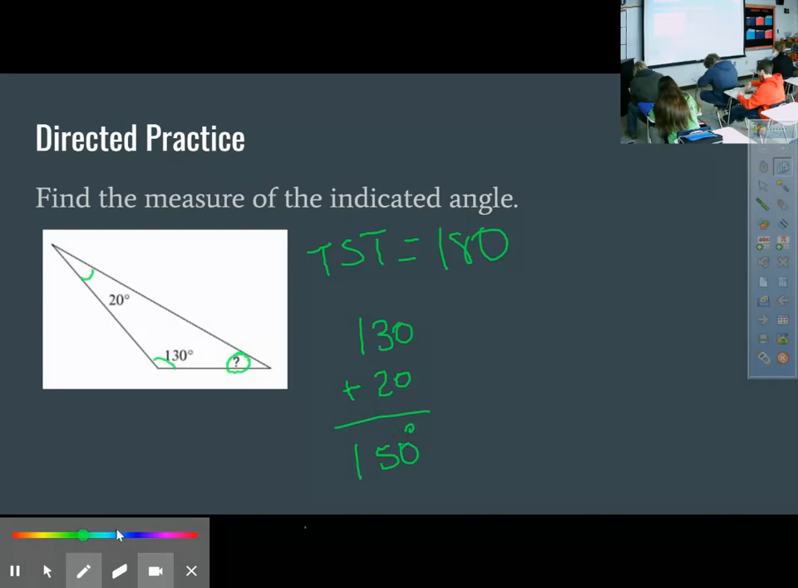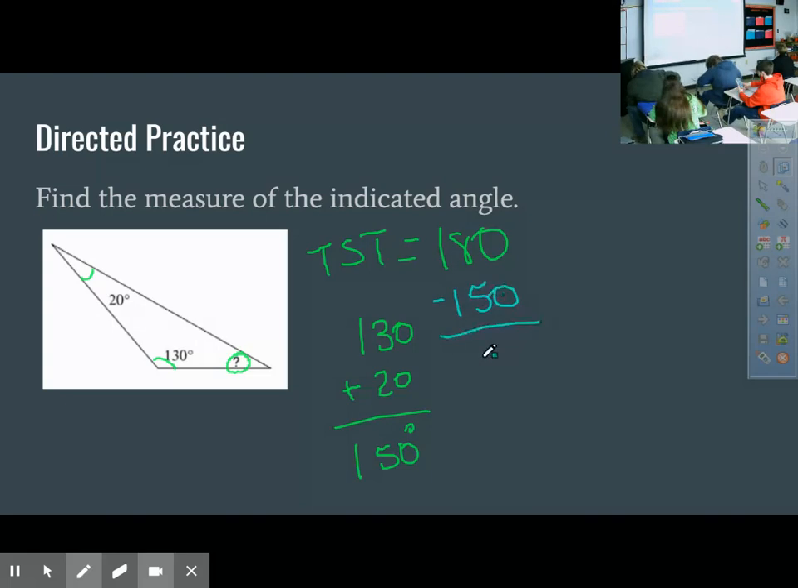All right, what would I do next? They have to add up to 180, and these two only add up to 150. Aiden, what would be my next step? Subtract, 150, no, 180. And what do I get for that angle measure? 30 degrees. All right, so this angle right here would be 30 degrees. It would have to be in order for them to all three add up to 180.